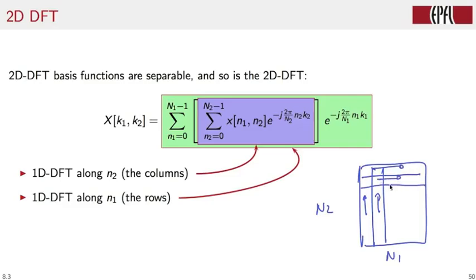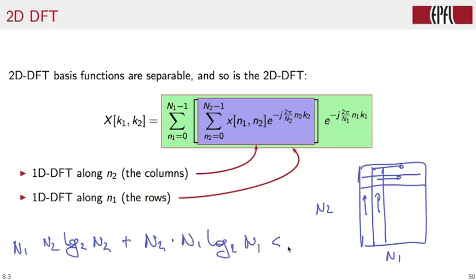So computationally speaking, we first need to compute big N1 DFTs of size N2. We know that we can use the FFT algorithm, so the cost will be N2 log in base 2 of N2. And then we need to compute N2 FFTs of size N1. So that would be N1 log in base 2 of N1, which is much less than N1 N2 squared, the cost of implementing the two-dimensional DFT directly from the equation.